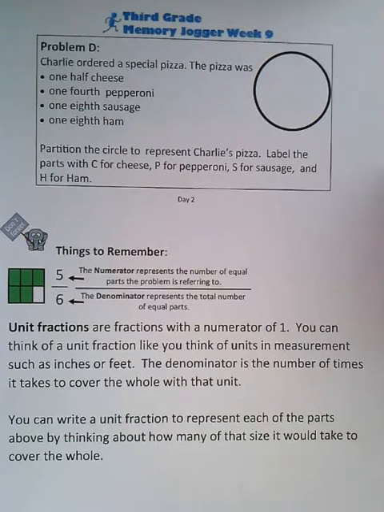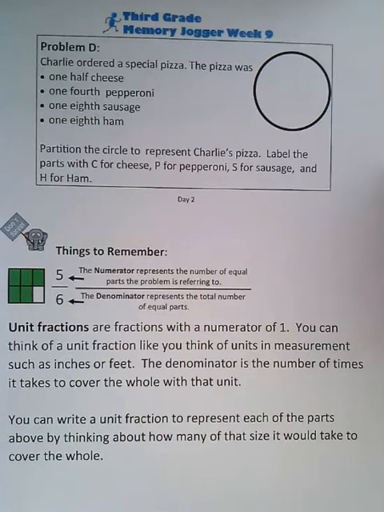Let's take a look at Week 9, Day 2, Problem D. Charlie ordered a special pizza. The pizza was 1/2 cheese, 1/4 pepperoni, 1/8 sausage, and 1/8 ham. Partition the circle to represent Charlie's pizza. Label the parts with C for cheese, P for pepperoni, S for sausage, and H for ham.